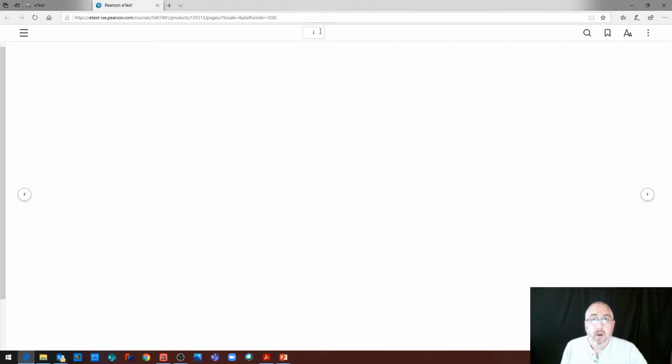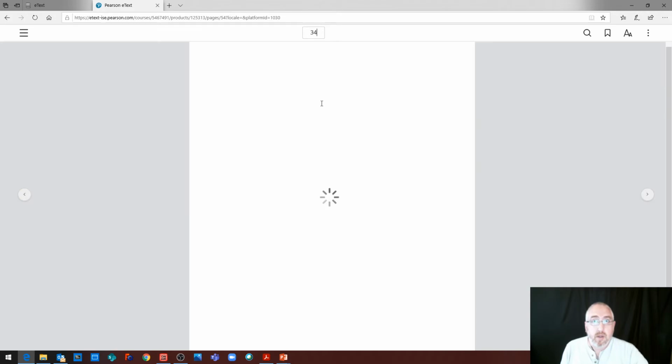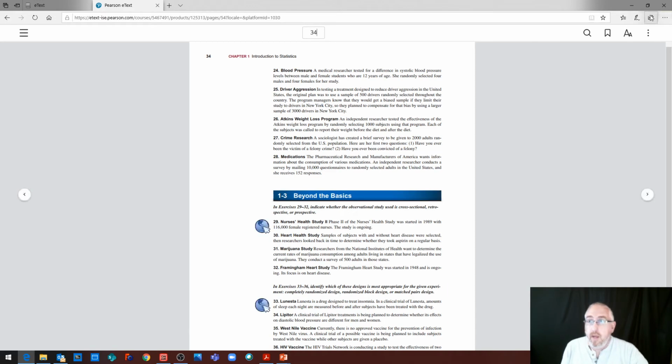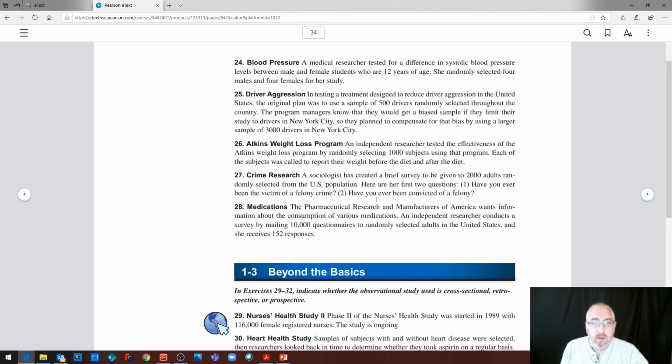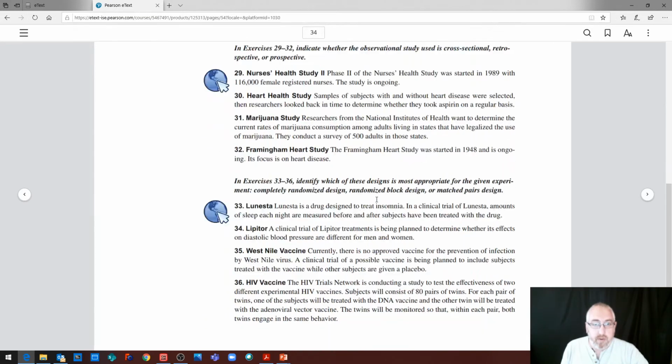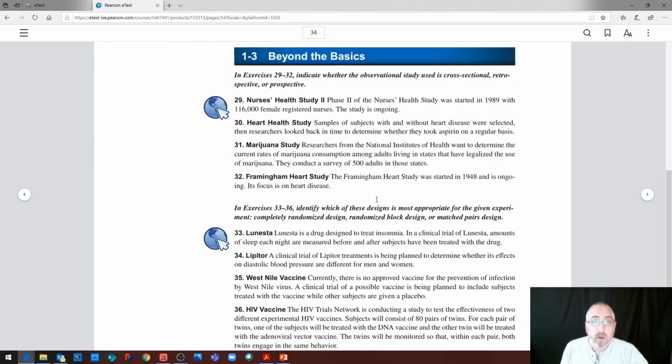to the textbook. And if we turn to page 34, give it a second to load. And let's zoom it in a little bit. There we go. So now if we scroll down to 28.